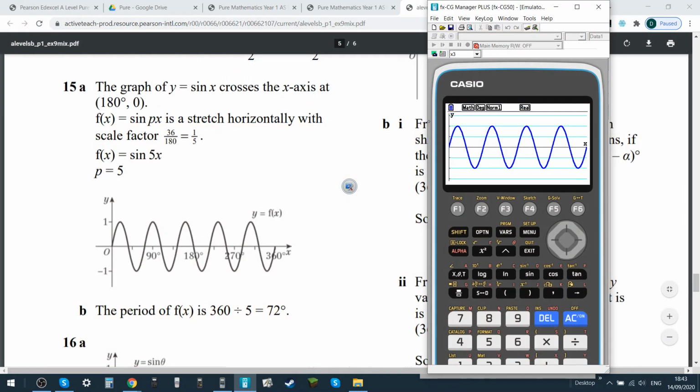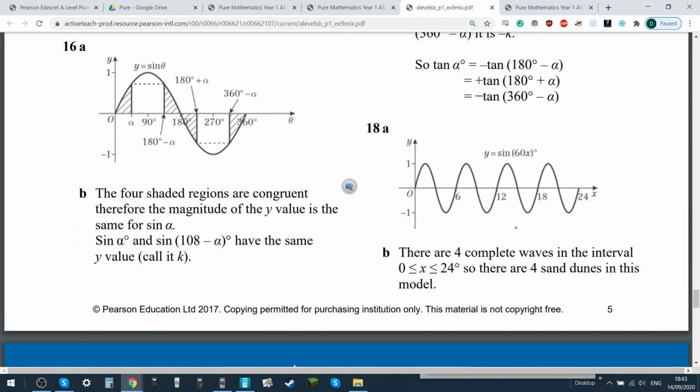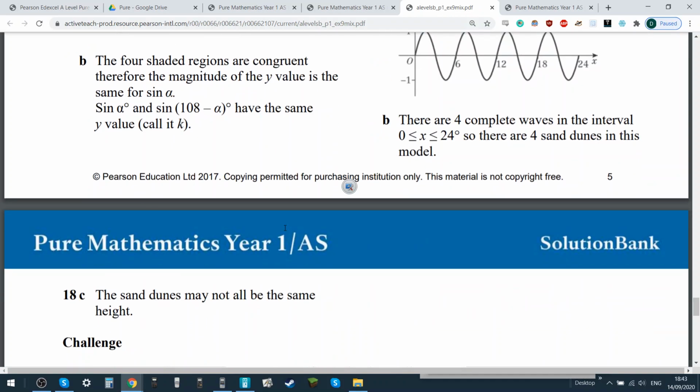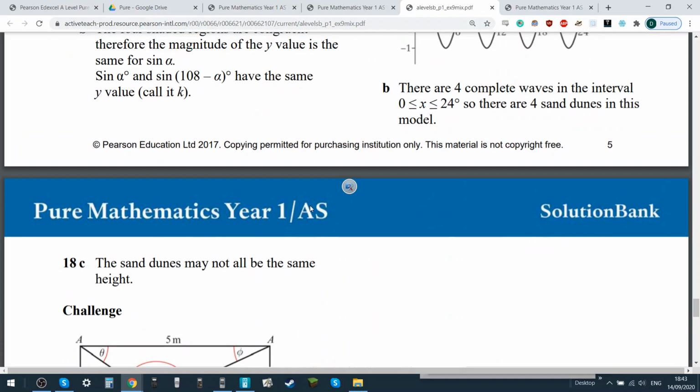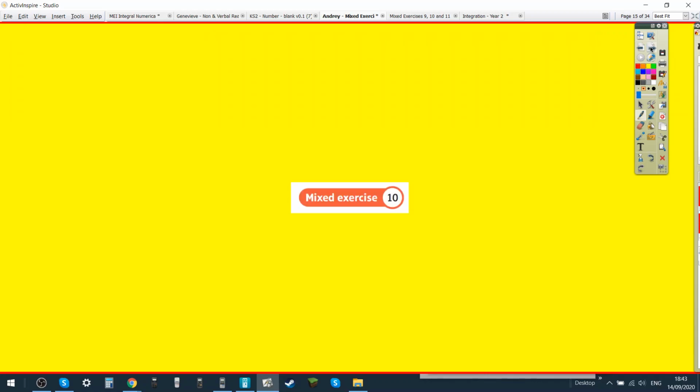Let's take a look. So it looks like 4 sand dunes. The sand dunes may not all be the same height. Yeah, great. Put it in your calculator. In between, so shift view window from 0 to 24. Any questions there? No. I'm sure you can do it from first principles as well.